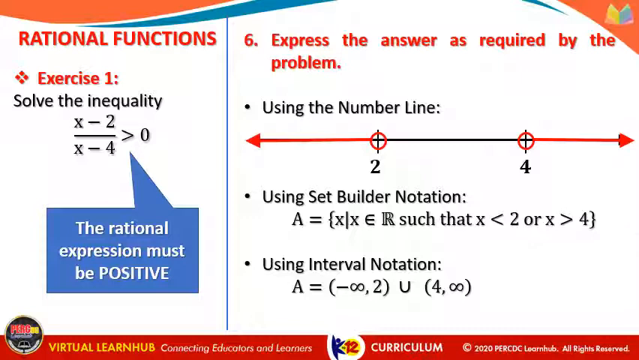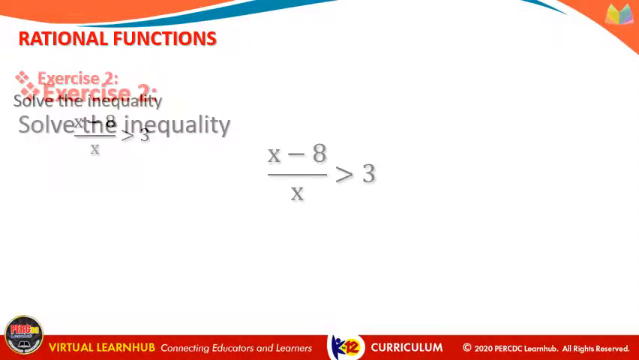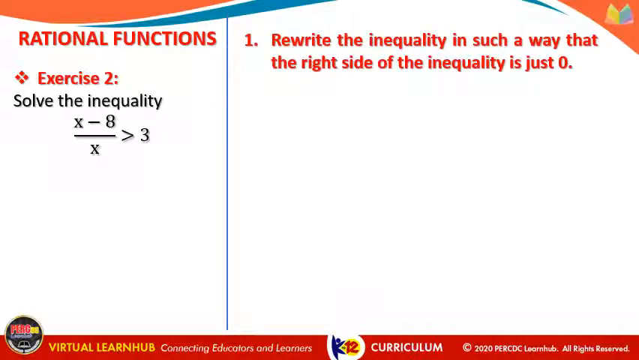Sige, practice tayo. Let's go to exercise number 2. Solve the inequality x minus 8 over x is greater than 3. Step 1, i-rewrite natin yung inequality in such a way that the right side is equal to 0. Alright, as you can see, sa ngayon, yung right side natin ay hindi 0. Isip tayo ng paraan para yung right side natin ay maging 0.